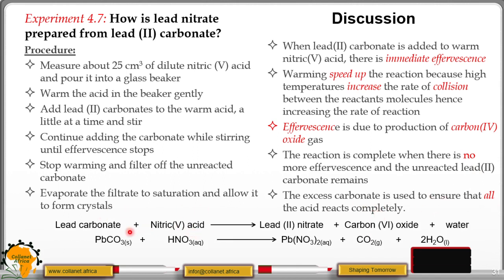This is the reaction. So I'm going to look at the chemical equation. We have lead carbonate plus nitric acid to give us lead nitrate plus carbon dioxide plus H2O. You can test this gas by bubbling it in calcium hydroxide solution. If you bubble it in calcium hydroxide solution, you form a white precipitate. It's the only gas that gives a white precipitate with calcium hydroxide, and it's because of the formation of calcium carbonate, which is an insoluble salt.